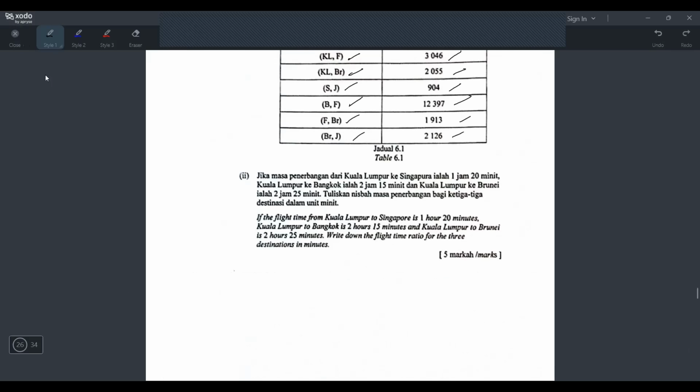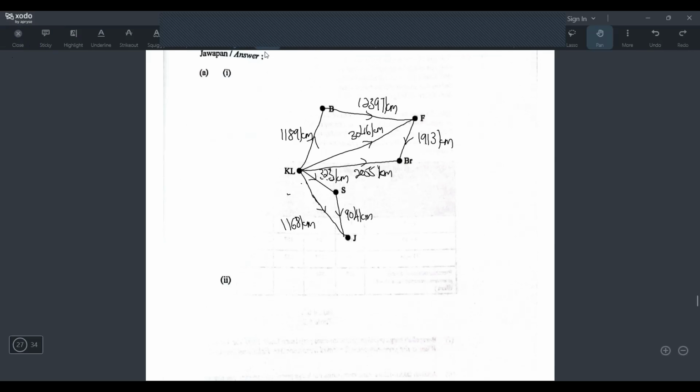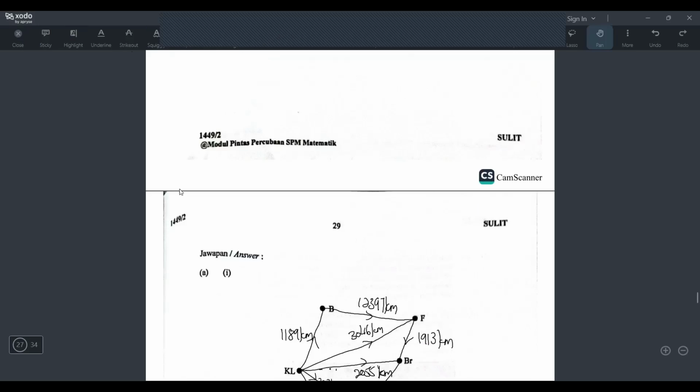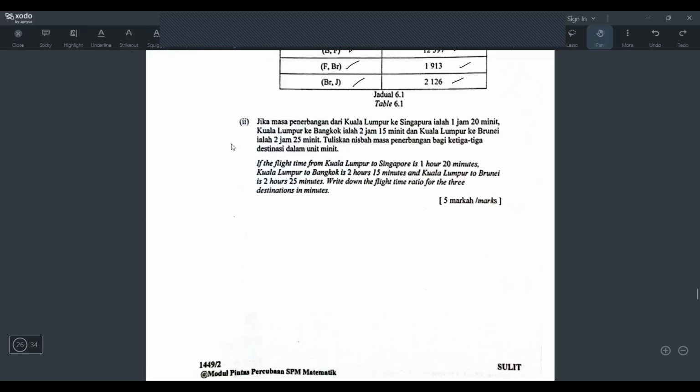Last one, BR to J, 2126. BR to J is like this. So it will be 2126 kilometers. Okay, let's just tidy it up a bit. So it's 323 kilometers, and then the 904 is here. Yeah, I think we did it. So this is how we do it. Okay, so let's go to number 2.